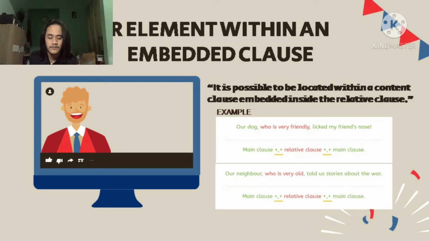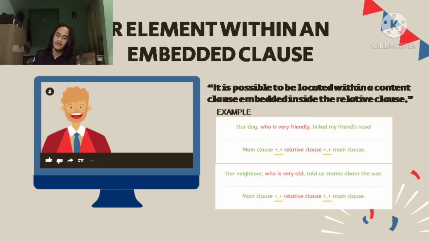Actually, it is possible for a content clause to be embedded inside the relative clause. For example, "Our dog, who is very friendly, licked my friend's nose." Our dog is the subject of the main clause. Who is very friendly is the relative clause. And the following part is the verb and the object of the main clause. So: our dog, comma, who is very friendly, comma, licked my friend's nose.